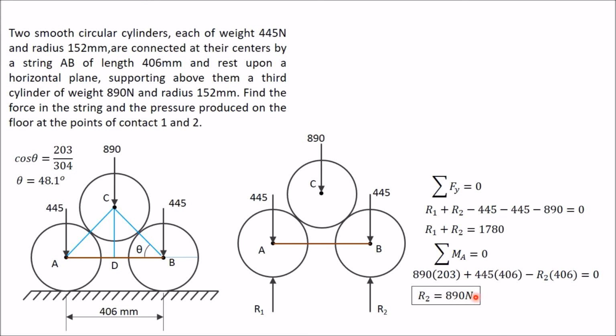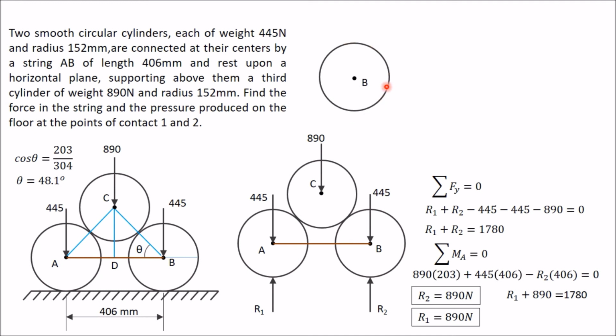Once you get R2 as 890 Newton, in this equation you can see R1 plus R2 is equal to 780. Put this value of R2 here, you will get R1 as also 890 Newton. Next, we have to determine the tension in this string AB. For that, you have to draw the free body diagram of either A or B. So I am drawing the free body diagram of B here.